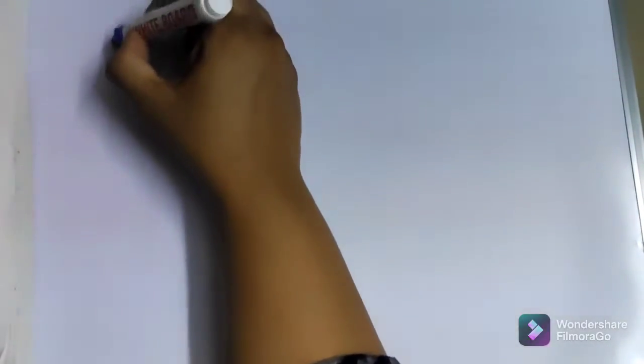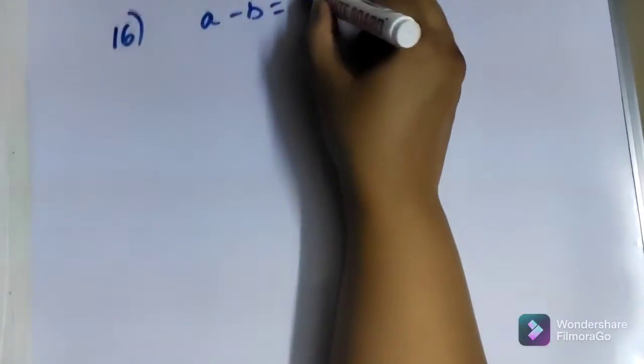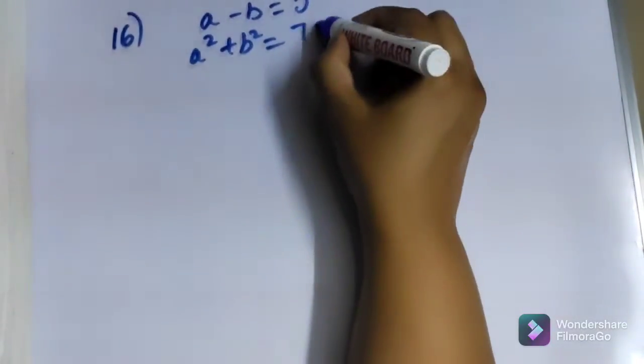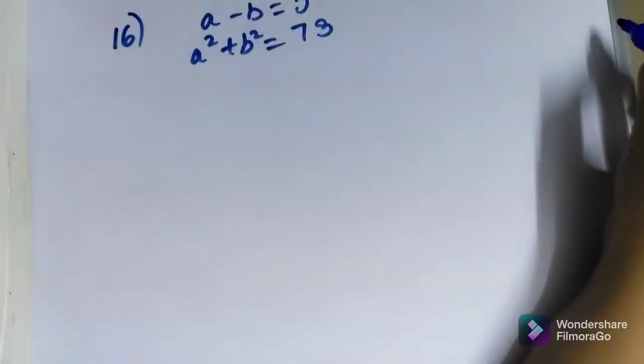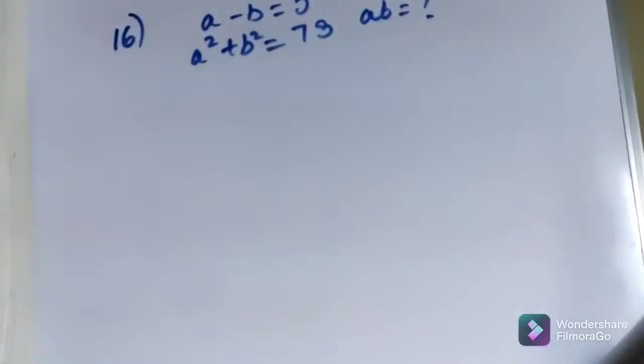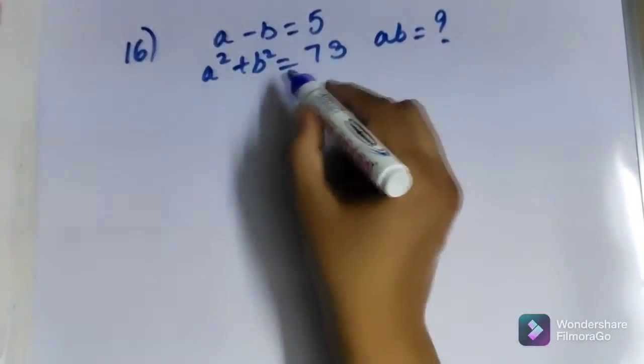So let's do the last question of this exercise, the 16th one. The difference between two positive numbers is 5. So difference, shall I write it like this? a minus b is 5 and the sum of their squares, that is a square plus b square, is given as 73. We are supposed to find the product of these numbers, that is the ab value. Understood? But we have this equation here, that is a minus b is equal to 5.